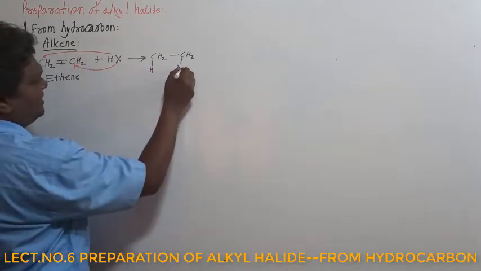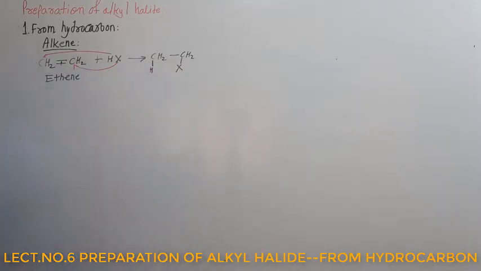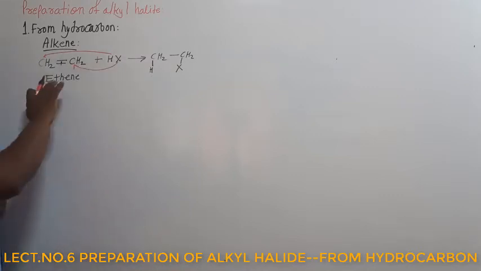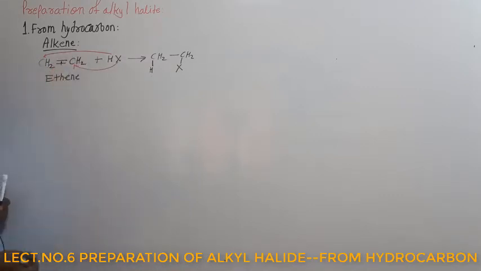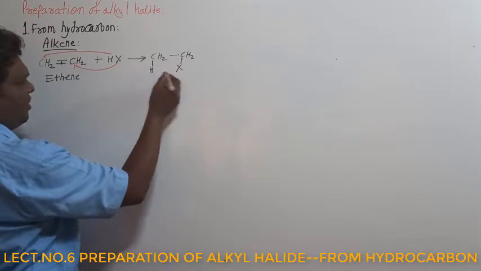Hydrogen comes here and what comes here? Halogen atom. Now it may happen that halogen is attached to the first carbon atom and hydrogen to the second carbon. It's okay. We are going to get what? Alkyl halide.